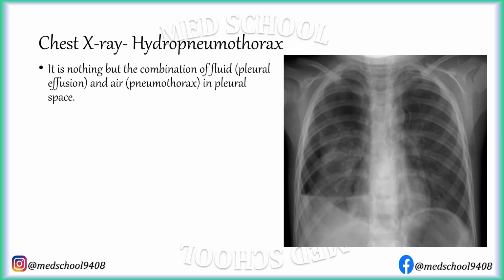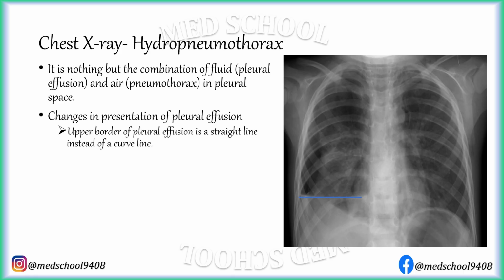Hydropneumothorax is nothing but the combination of fluid and air in the pleural space. That is, it is a combination of pleural effusion and pneumothorax. Both these entities change the presentation of each other on chest X-ray. In case of pleural effusion, the upper border is a curved line, but here it is a straight line instead. Like in pleural effusion, the CP angle is blunted in hydropneumothorax also.